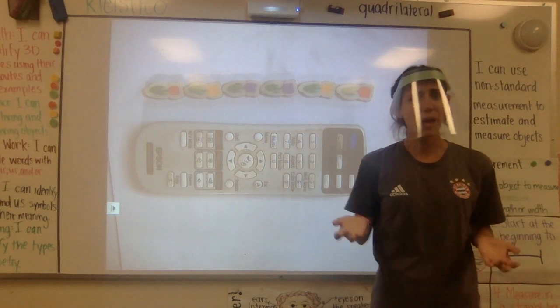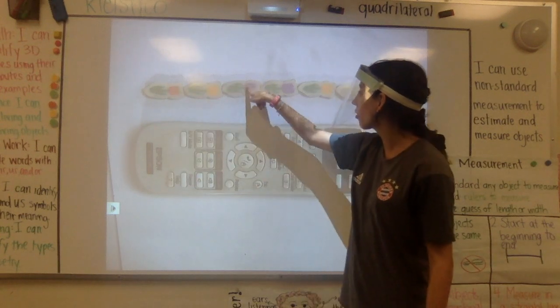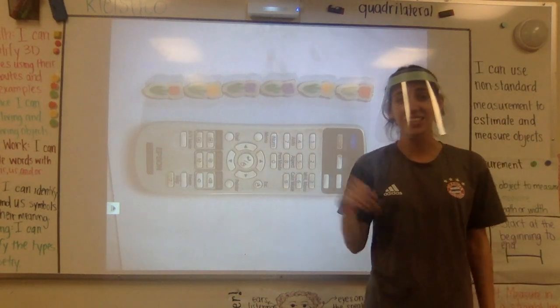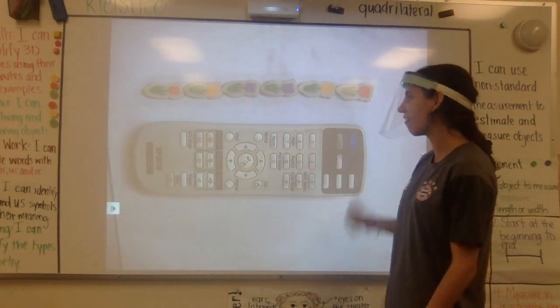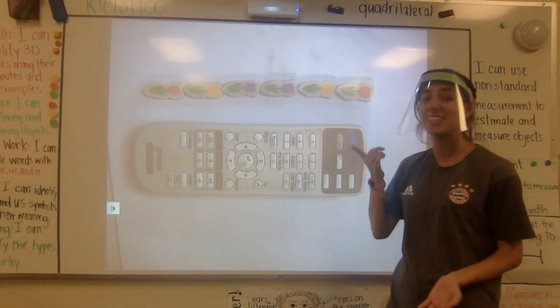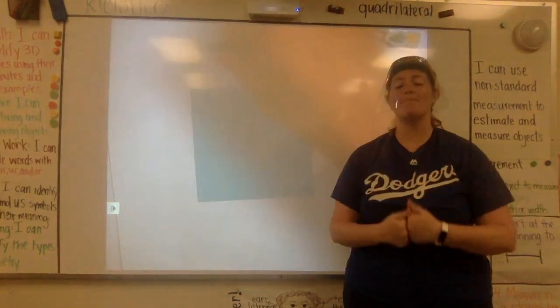Let's see if my estimate was correct. I have 1, 2, 3, 4, 5, 6 erasers to measure the length of this remote. So my estimate was correct. This remote is 6 erasers long. Okay, now it's my turn.